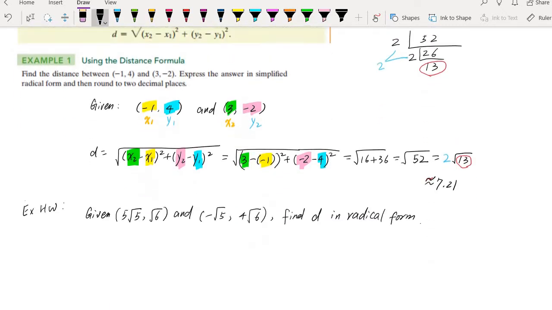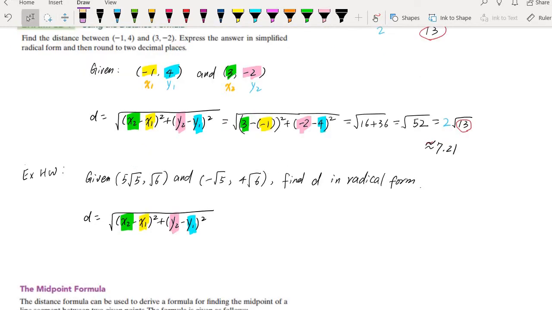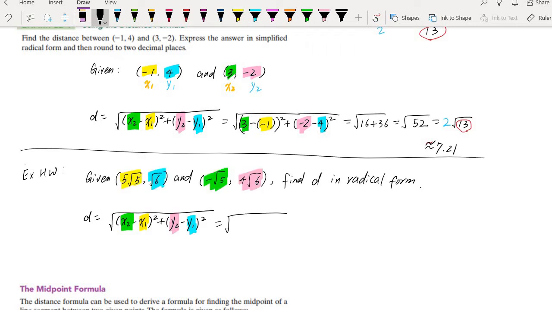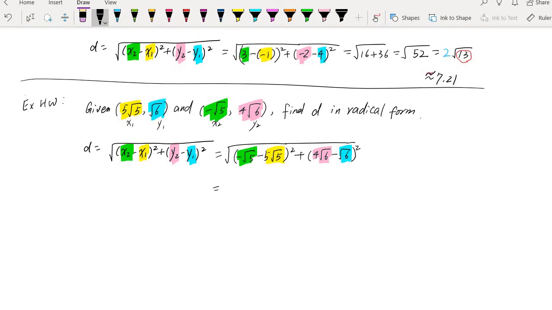Okay? Alright guys, this is your homework. I found many students struggle on this question, so let's take a look. All I did is copy down the formula. Now all we have to do is plug in the points. Once we have this, alright, we forgot the square. Okay? So now we're going to simplify.